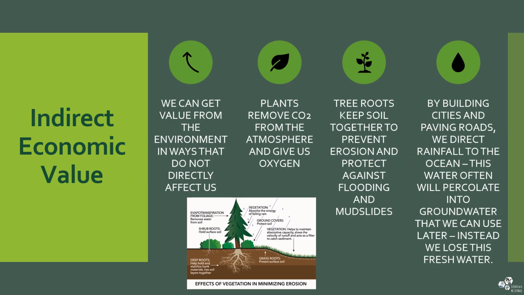Then we have the indirect economic value. These are things that we can't exactly monetize and sell. Things like plants removing the CO2 from the atmosphere to give us oxygen to breathe. We can't monetize the oxygen that we breathe, at least not yet, but that is a direct value to us in terms of being able to live. Things like having tree roots keep the soil together to prevent erosion, which could end up causing mudslides that destroy cities and end up killing people. All of this stuff is really important indirectly to us, not things we can directly monetize.